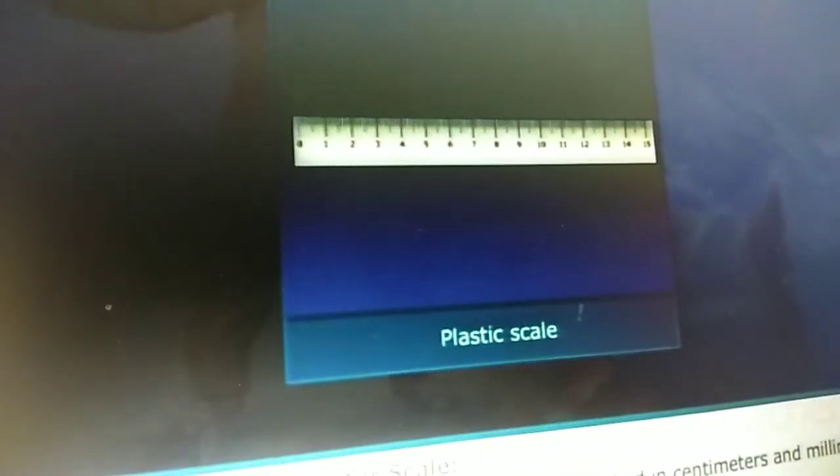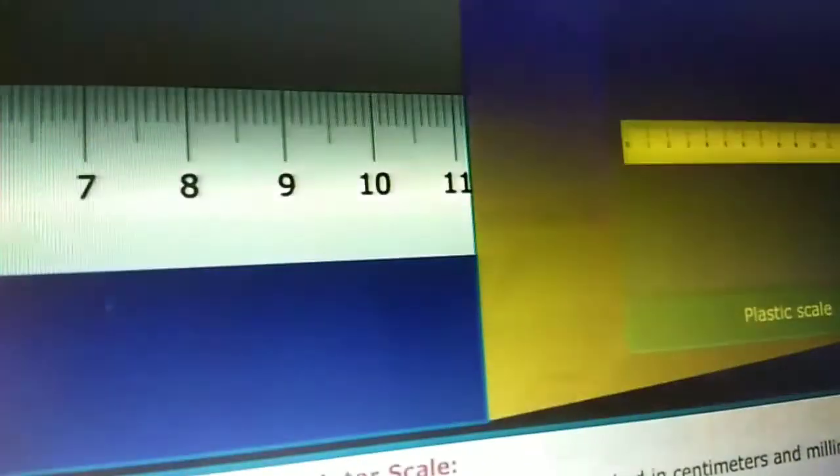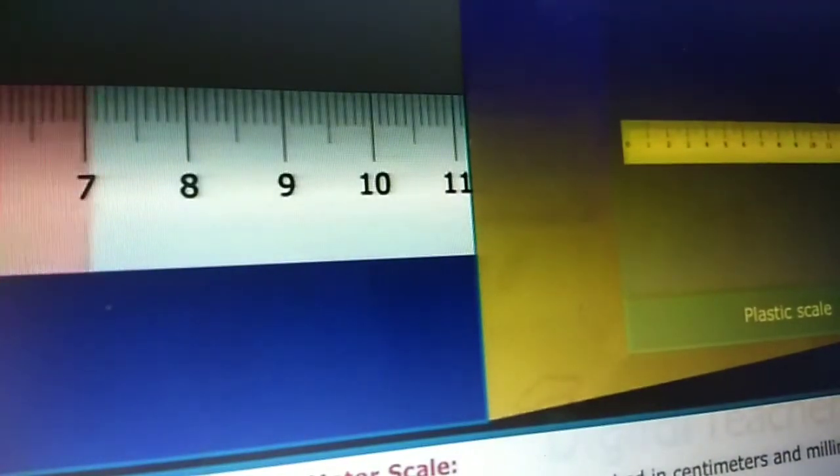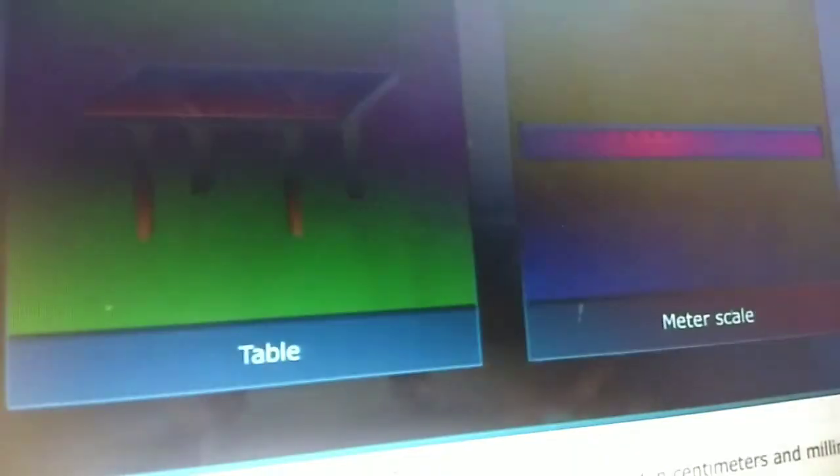Let us learn how to measure the length accurately using the meter scale. We use a wooden or plastic scale in our day-to-day work. It is marked in centimeters and millimeters. We use meter scale to measure the length of a table.